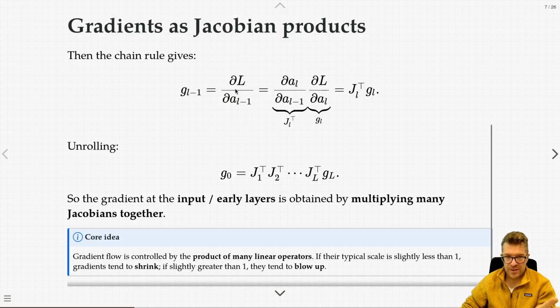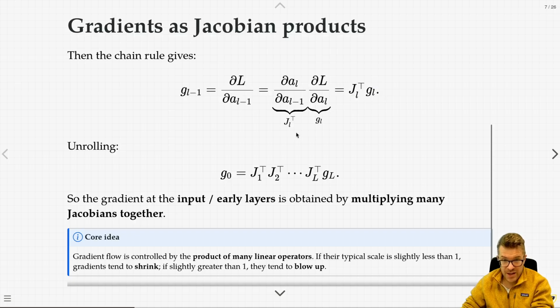I can break this fraction-looking thing into this product. It will be the derivative of the activation at layer L with regards to the activation at L minus 1, times the derivative of the loss with regards to the activation at L, which is the output of what I'm looking at, which is the function g sub L. So this product is broken down here.